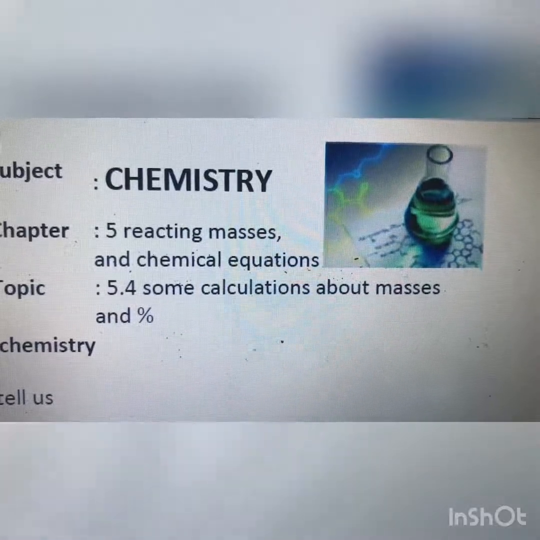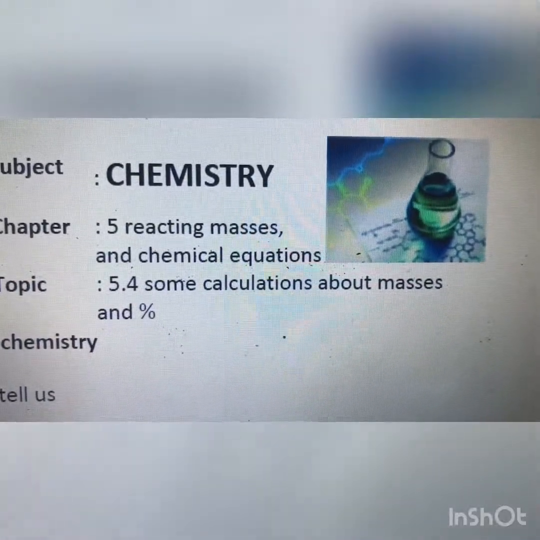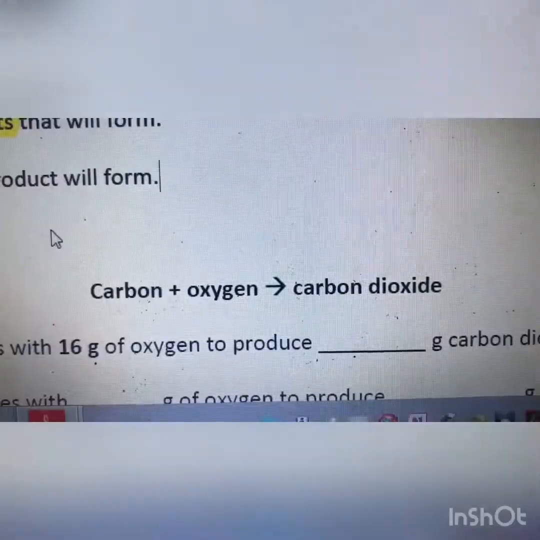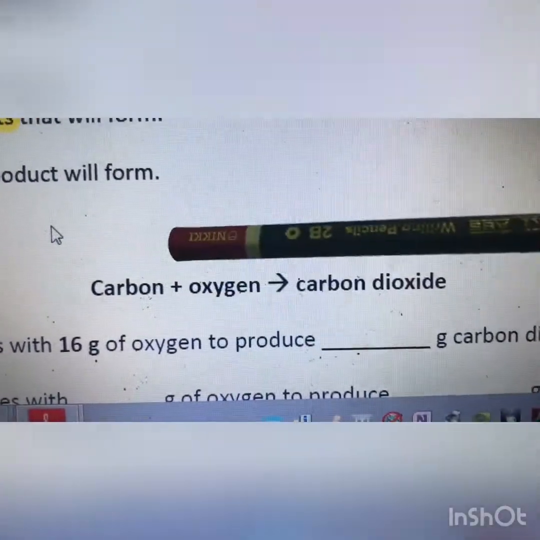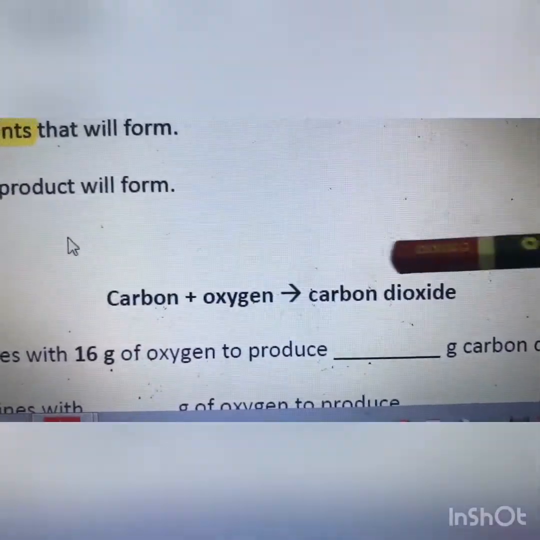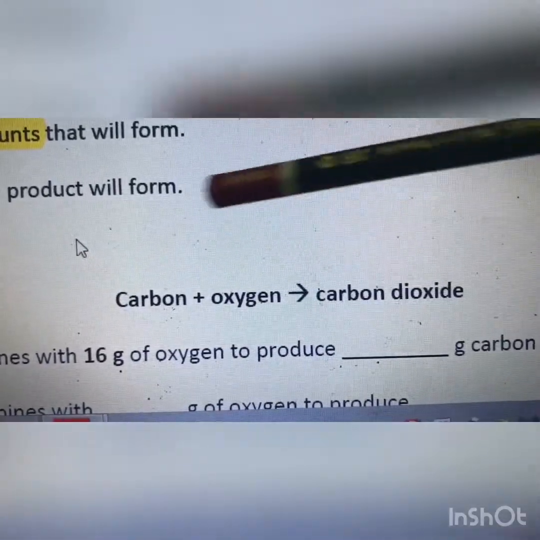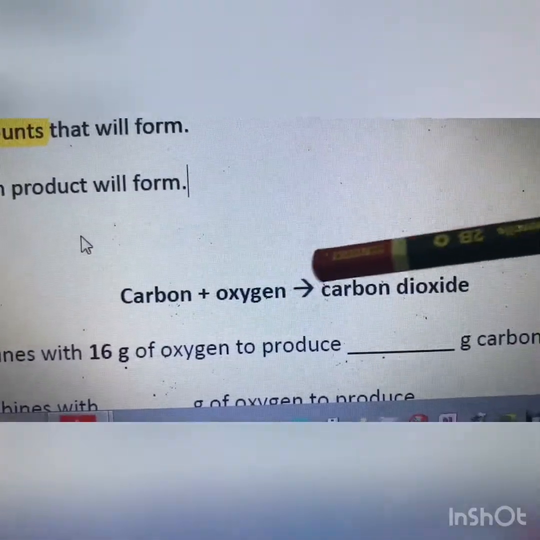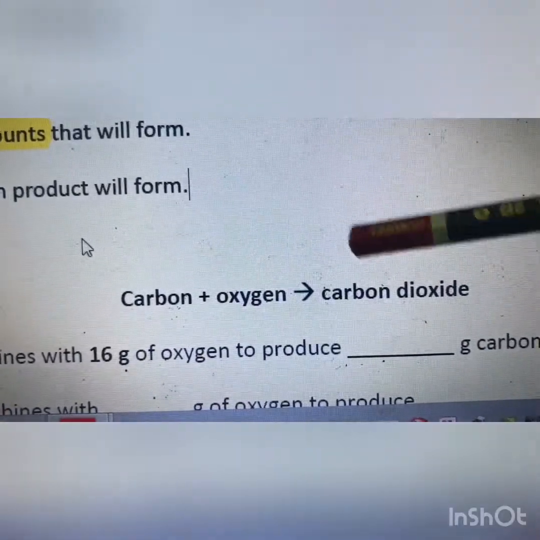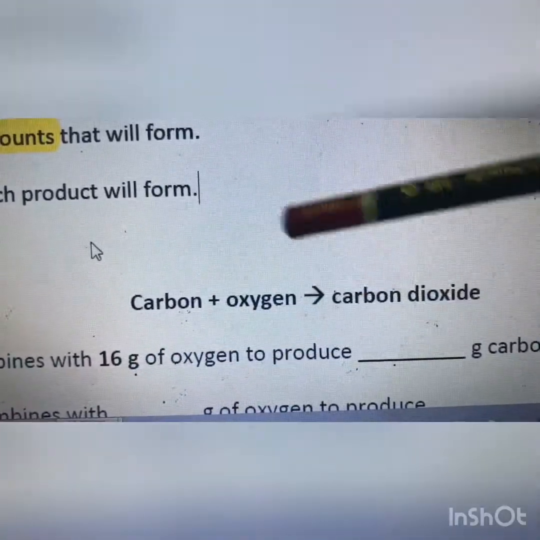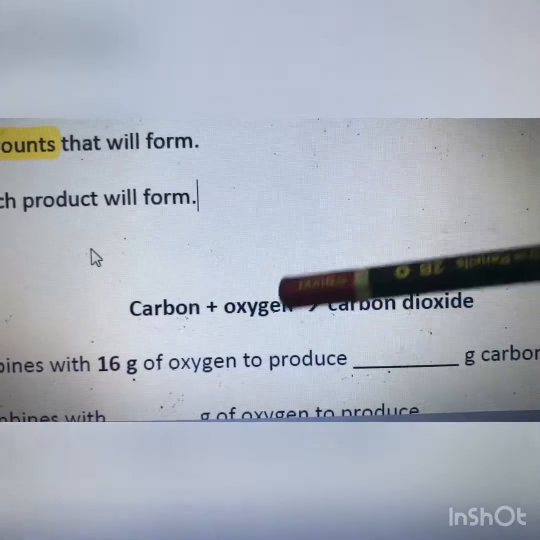Topic today is some calculations about masses and percentage. Get this equation: carbon plus oxygen equals carbon dioxide. So carbon and oxygen are on the left hand side, carbon dioxide is on the right hand side. The total of the left hand side equals the total of the right hand side.